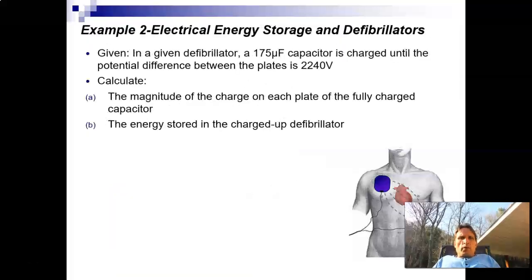So let's do an example here. Suppose in a defibrillator we're using a 175 microfarad capacitor, and suppose we charge the capacitor up until the potential difference is 2240 volts. By the way, this is much greater than a typical capacitor like what I showed you before. Don't charge them up to this voltage. So what we want to first do is calculate the magnitude of charge on each plate when it's fully charged, and then calculate the energy stored in the charged up defibrillator.